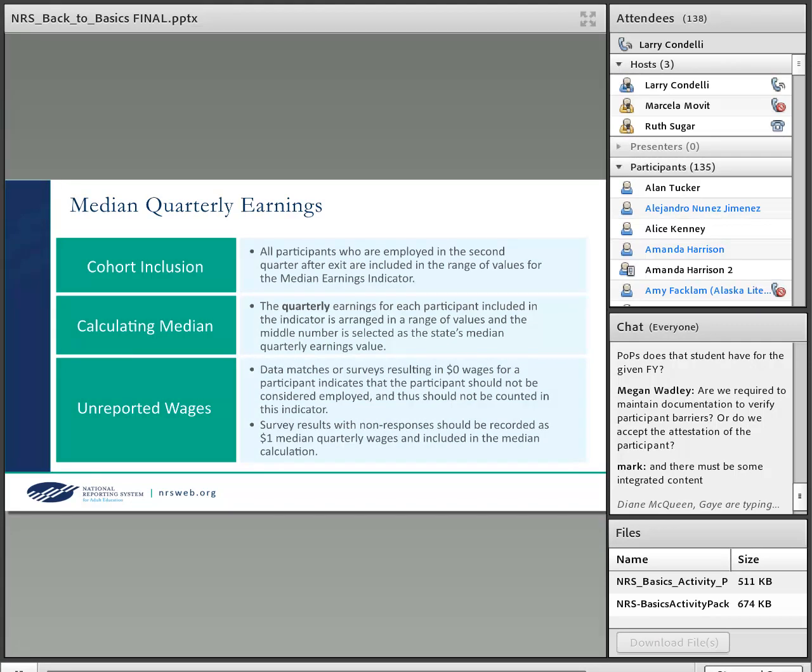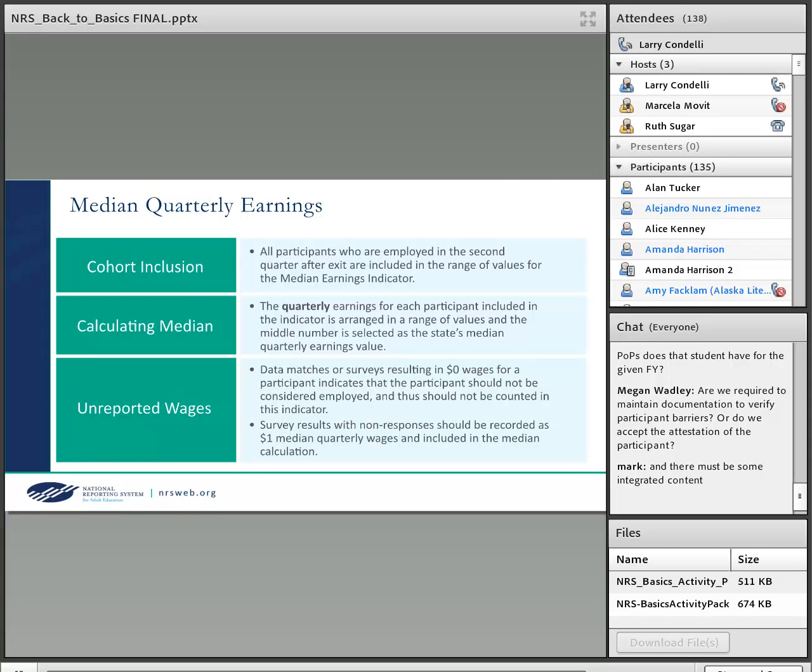Then for quarterly earnings, it's a little bit more complicated. Unlike other indicators, this is not an indicator that applies to an individual person. It's an indicator for the entire group of exited participants, and it only applies to participants who were employed in the second quarter after exit. So once you identify who was employed in that second quarter, you get their earnings and calculate the median for that group of participants. So that works pretty straightforward.